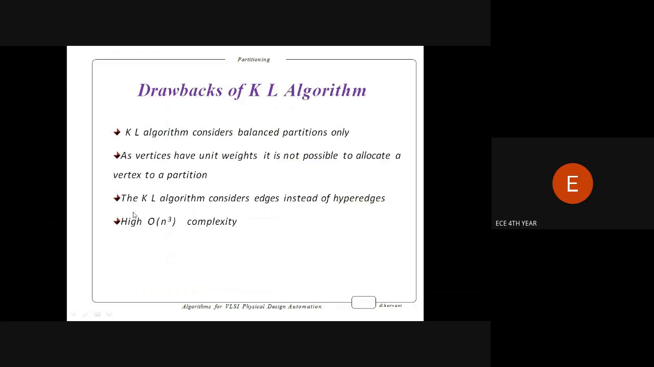Another is very important: the KL algorithm considers edges instead of hyperedges. I hope you don't have that idea of hypergraphs. In graph theory, a hypergraph is defined as those graphs where, you know an edge connects two vertices, an edge always connects two vertices. No, this is not true. One edge can actually connect more than two vertices, and that graph is known as a hypergraph in graph theory.